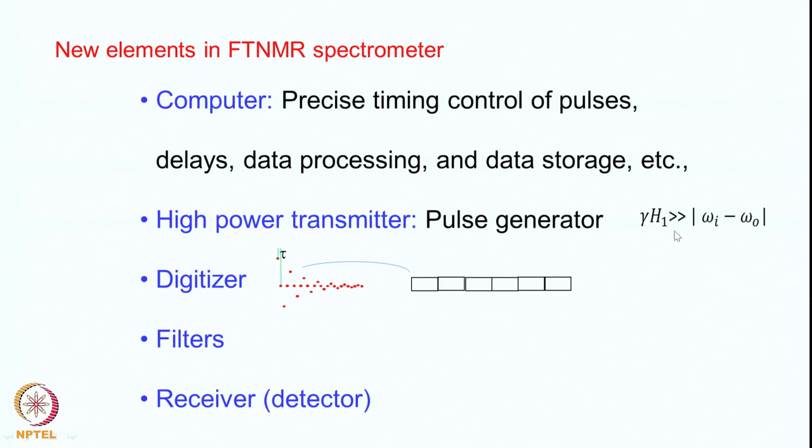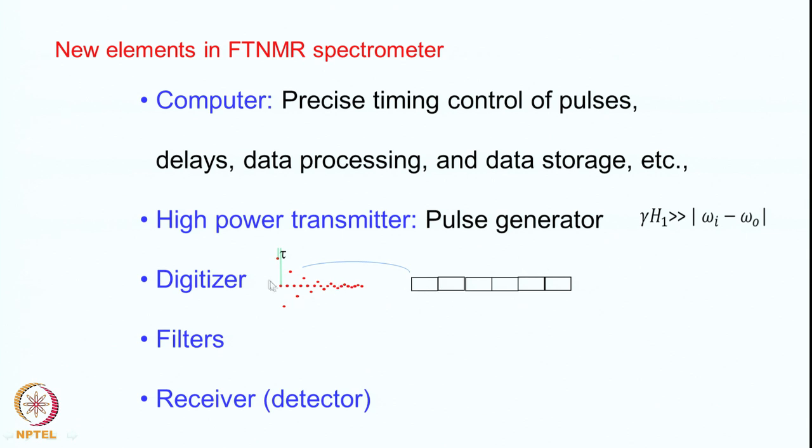This is unlike what is there in the slow passage experiments, where this amplitude is very small. Remember, gamma square H1 square T1 T2 has to be much smaller than 1 for the saturation to be avoided. But here that is not the case, you excite all the spins in one go, and that is achieved by using a very high power H1.